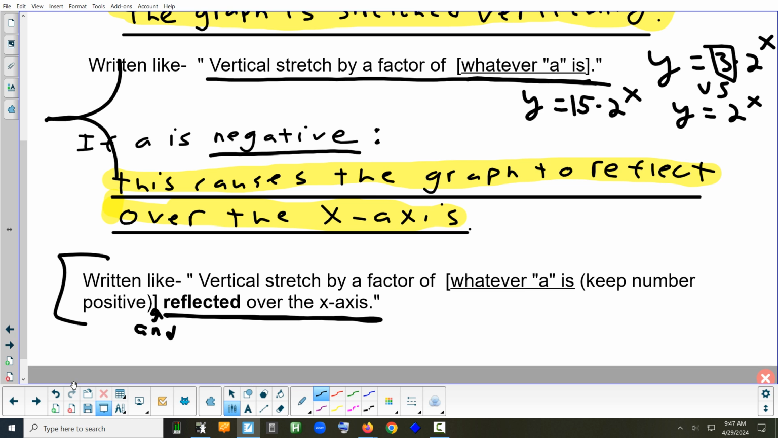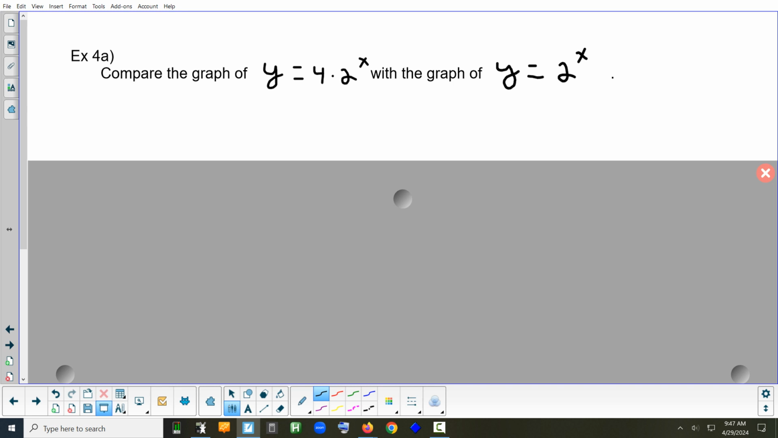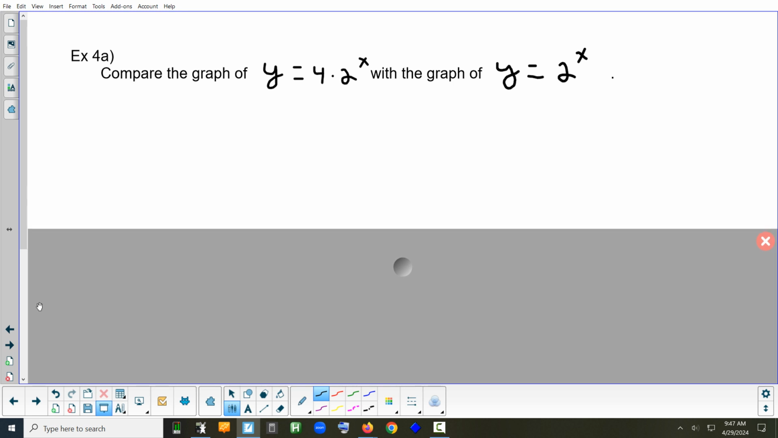All right, we'll try 2 examples of that, and then that's it. Does everyone have both the written likes? So example 4a, it says compare the graph of, and you guys have a little bit of space, you need to fill it in, y equals 4 times 2 to the x with the graph of 2 to the x. Okay, whenever I ask you to compare, these two numbers will always be the same, 2 to the x and 2 to the x. They have to be. If they're not, you can't compare them.